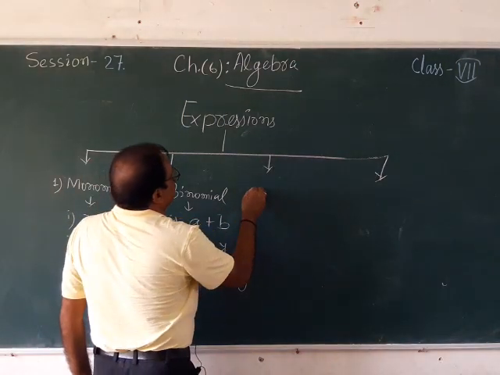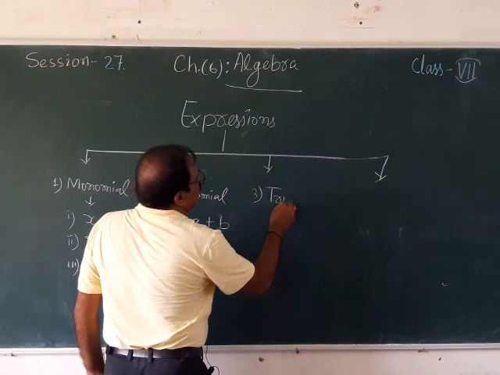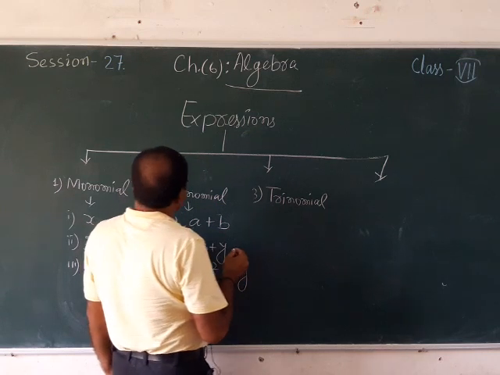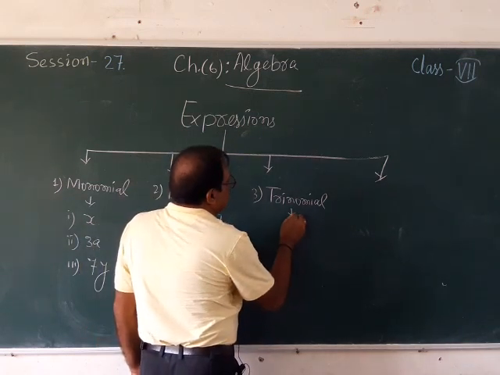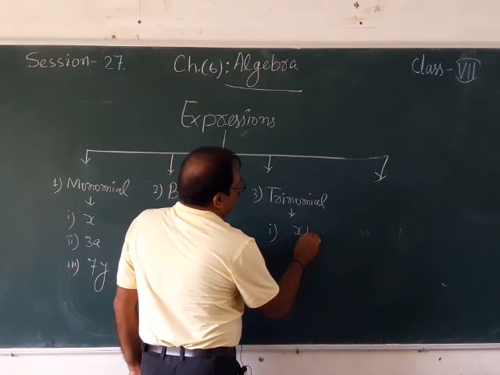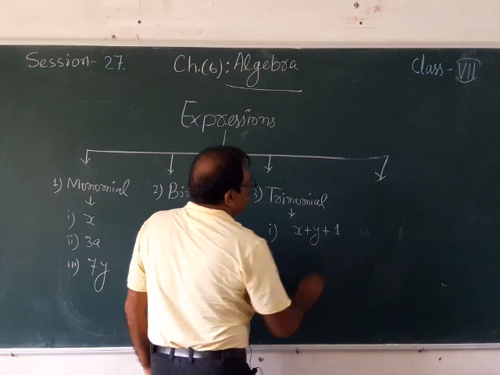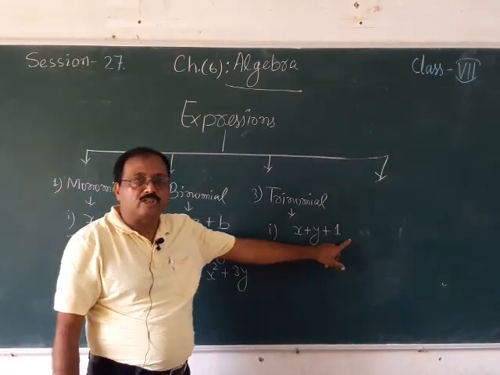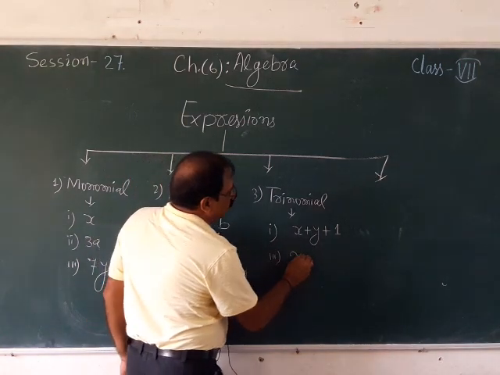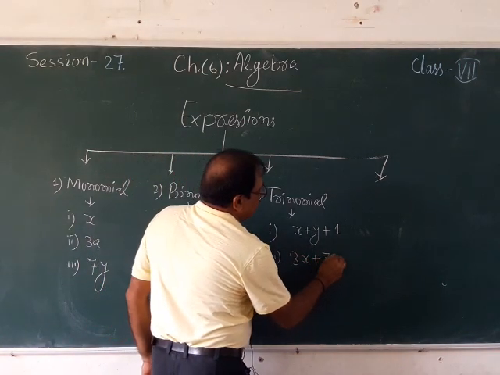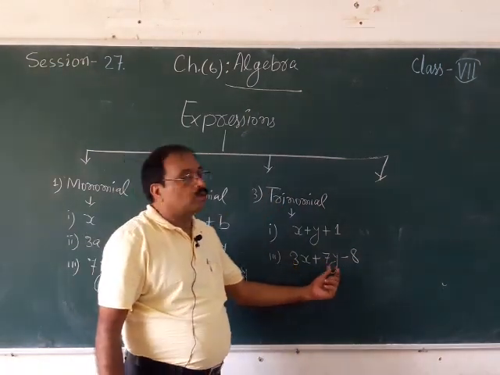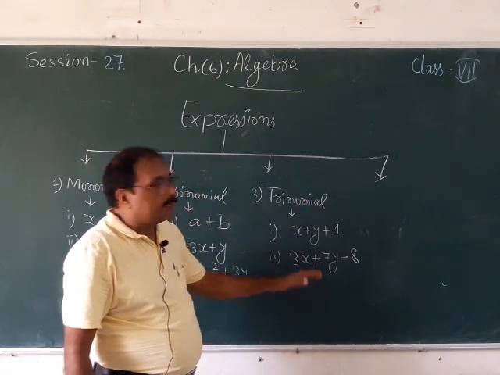Then number three is trinomial. Trinomial means any expression that has three terms. For example, x plus y plus 1. Here you can see 1, 2 and 3 terms are there. That means it is a trinomial. Like that, if I write 3x plus 7y minus 8, you can see 1, 2 and 3 terms are there. Therefore, it is a trinomial.